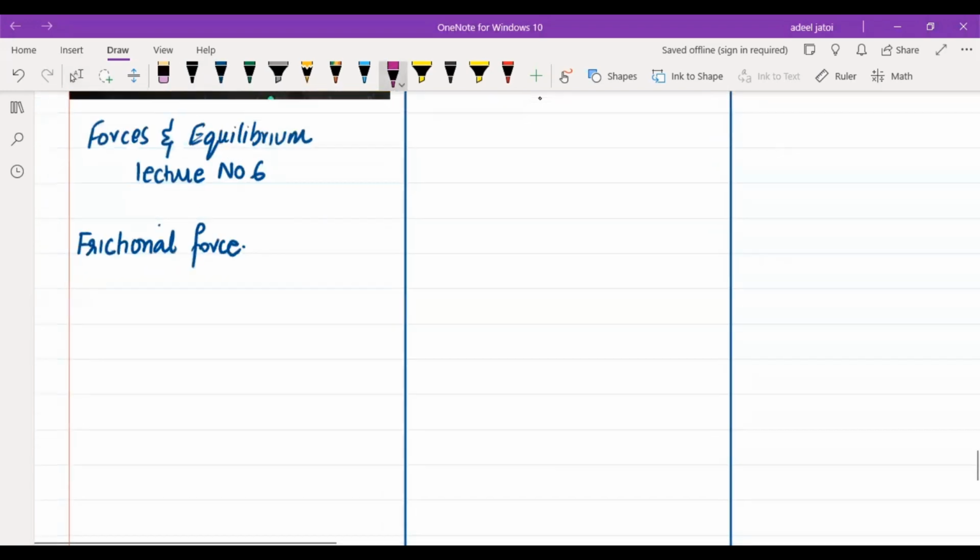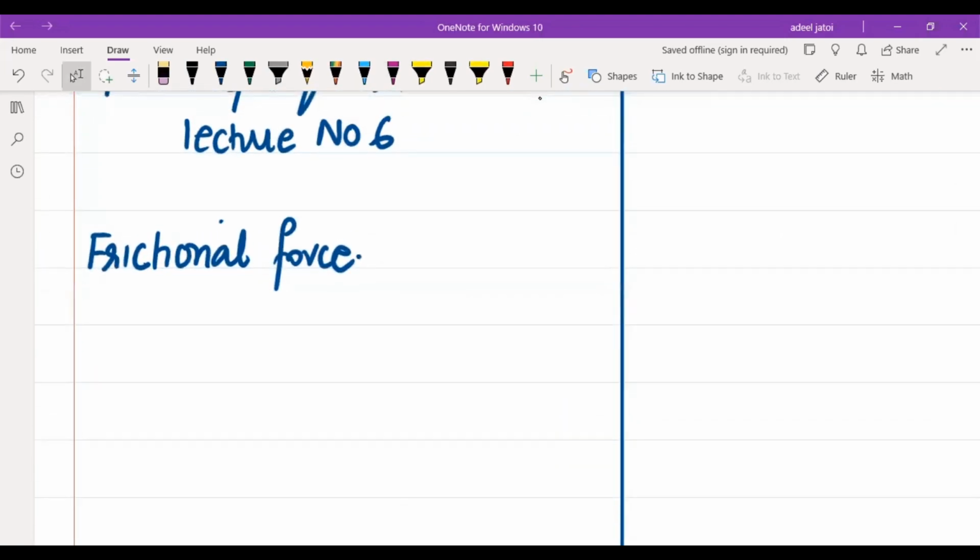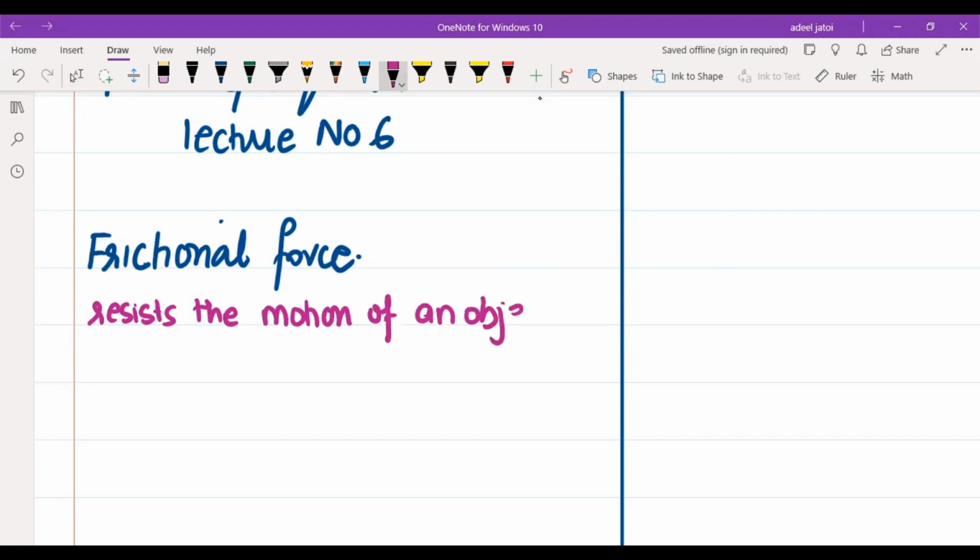A frictional force is a force which resists the motion of an object. It resists the motion of the object due to contact between two surfaces.